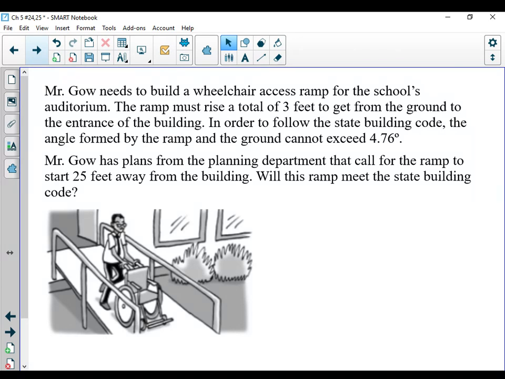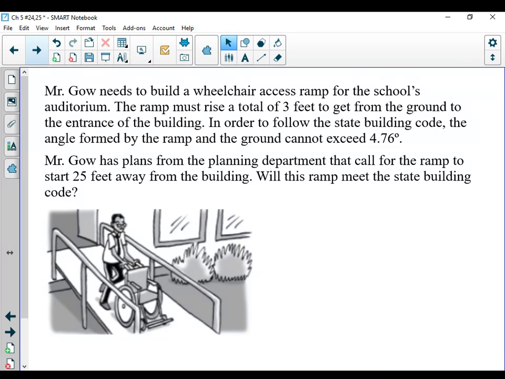In this situation, we have Mr. Gow, and he has to build this wheelchair ramp for the school's auditorium. And the ramp itself has to rise a total of 3 feet to get from the ground to the entrance of the building. In order to follow the state building code, however, he's got to make sure that when he builds that ramp, the angle from the ground cannot exceed 4.76 degrees.